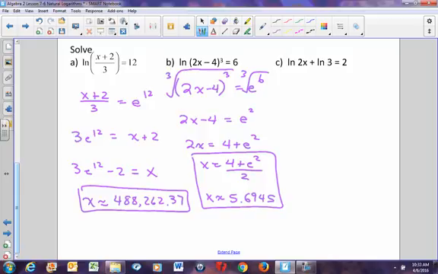So let's do one more. The natural log of 2x plus the natural log of 3 equals 2. Well, first I've got to get this into a single logarithm. So this would be the natural log of 2x times 3 equals 2. Because remember, when we add them, we're actually multiplying. So it's the natural log of 6x equals 2. So 6x is going to equal e squared. So x is going to equal e squared over 6, which means x is going to be approximately equal to 1.2.